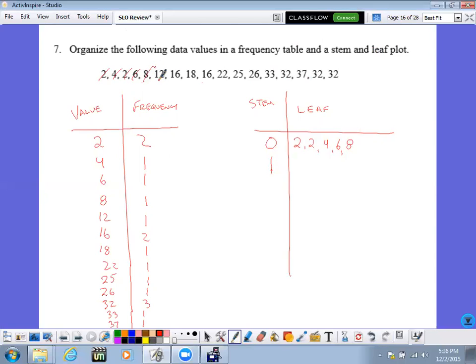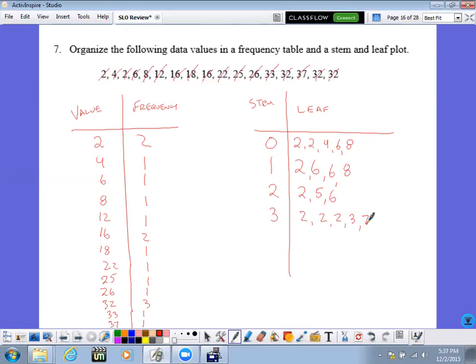Your next stem would be your 10 through 19. So that's 12. 16 happens twice. And then 18. Your next stem would be a 2. That's your 20 through 29. So 22 happened once. 25 and 26. And then 30 through 39. You had 32 happen 3 times, so I'm going to write that as 2, 2, 2. 33, 1 time. 37, 1 time.